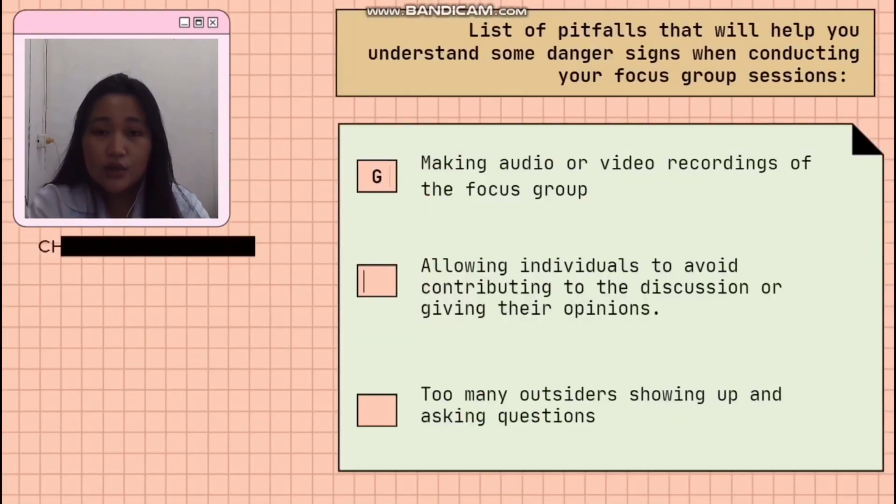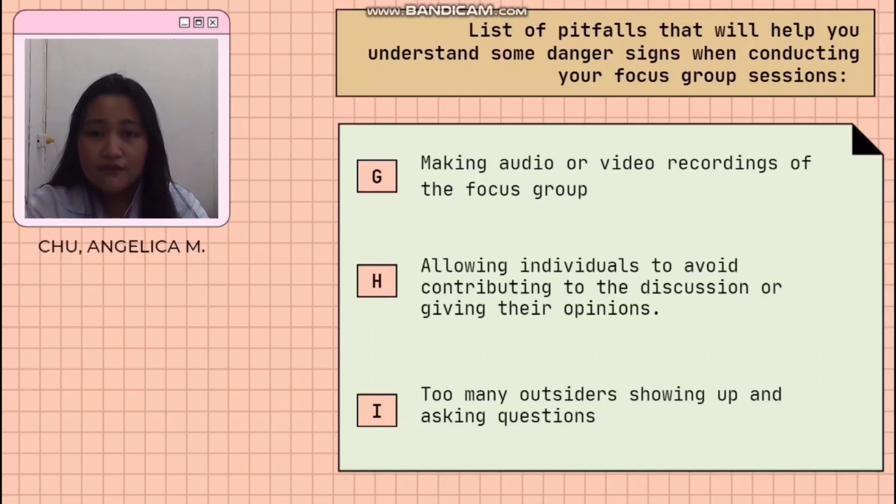Next is making recordings. Although it's something you should do, some people might feel uncomfortable, so it's important to inform them beforehand if you are recording the session. Next is allowing individuals to avoid contributing to the discussion. Everyone should be able to contribute to the session to make the most out of it, but some might feel shy or intimidated. That is why a good experienced facilitator is needed to ensure and encourage everyone to participate.